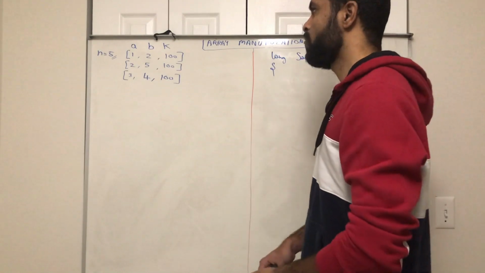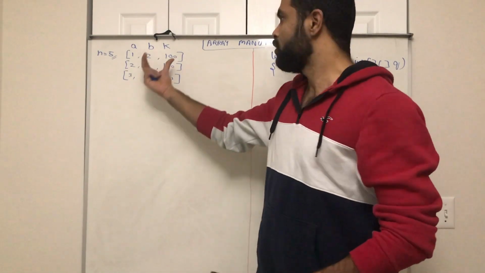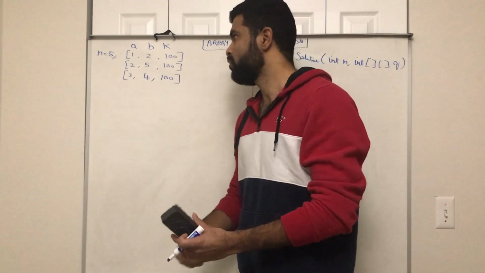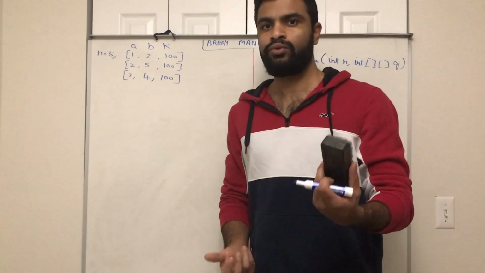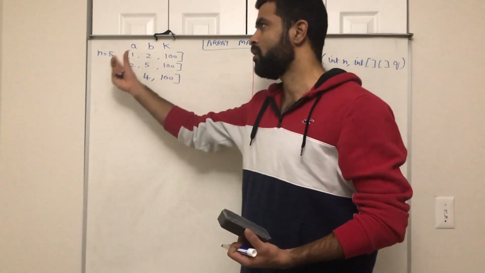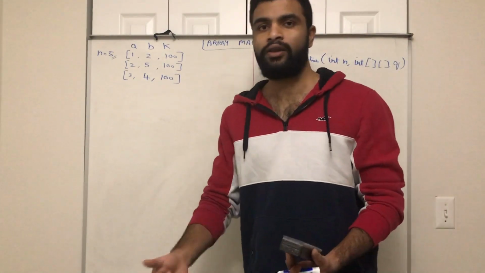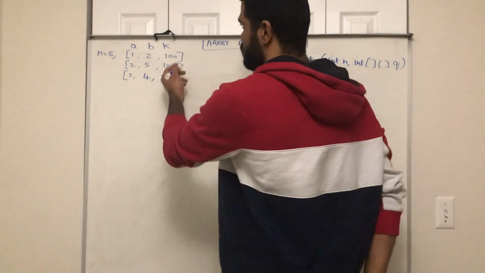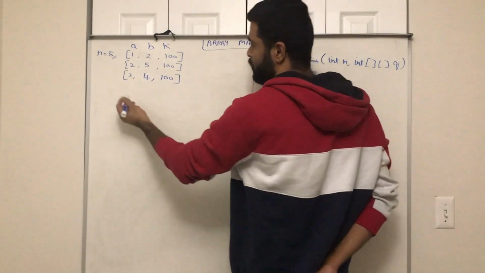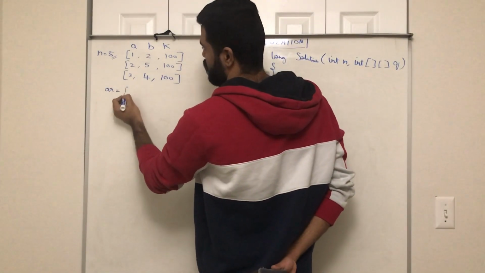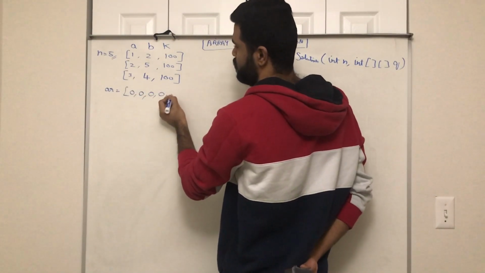Coming to the question, you're given n equal to 5 and an array of queries. You are given n equal to 5 and multiple queries, and you have to perform those queries on an array of length n, and finally you have to return a value. I'll explain exactly what value. Here I'm given three queries and n equal to 5, so I have to create an array of length n, which is 5, with all the values as 0 initially.